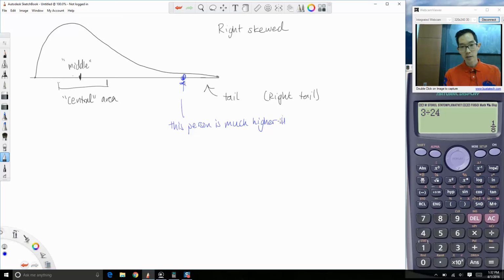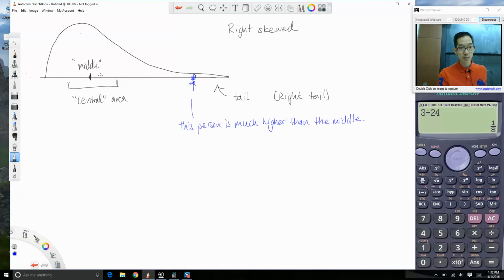Much higher than the middle, okay? There might not be a ton of people who are that much higher than the middle, but there are people out there, okay? On the other hand, if we tried to go that far down below the middle, however far this length is, we would end up somewhere down here, and what we see over here is that no one is that far below the middle.